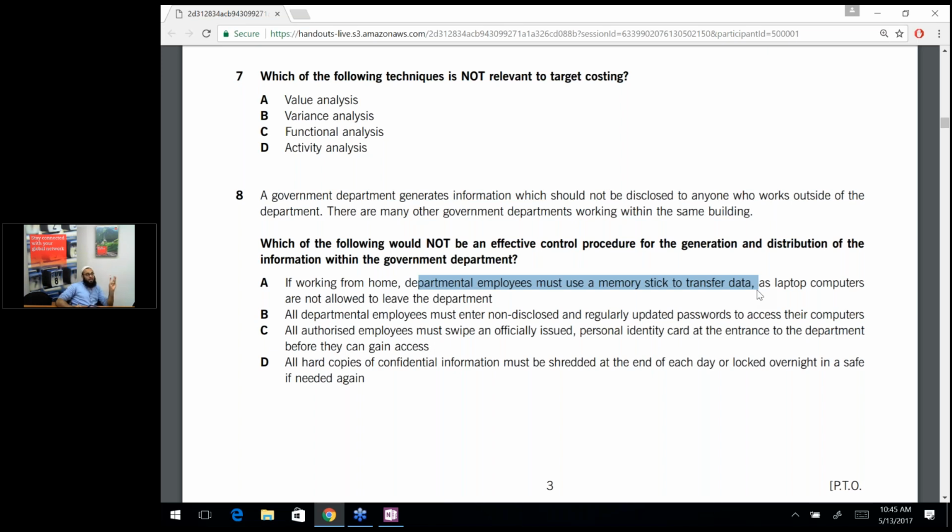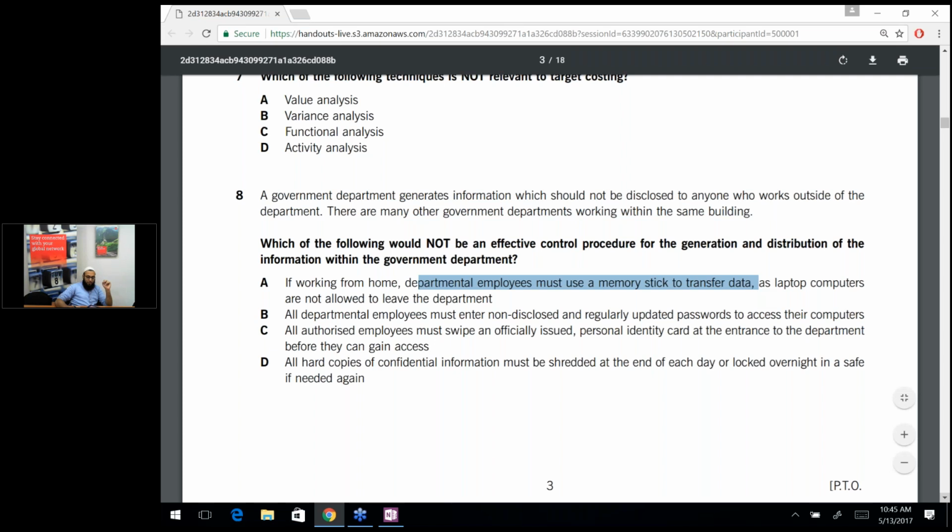Number two, memory sticks are being used at home, so any data which is kept at home is never secured. So using memory sticks and working from home and transferring the data is always risky, because once your memory stick is lost, all data is gone. So this is the correct answer, which is A.